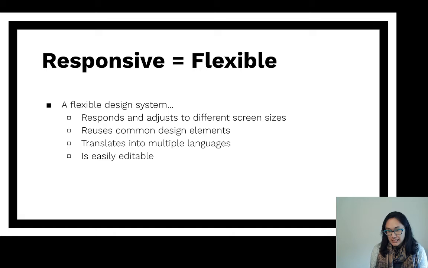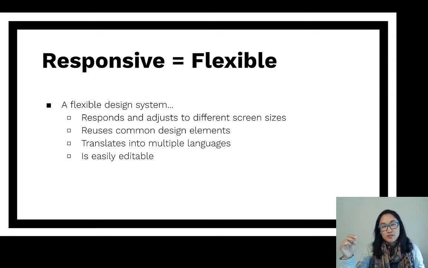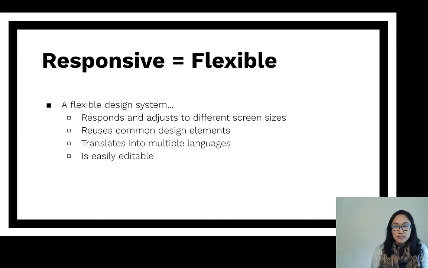So here, the flexible design system would respond and adjust to different screen sizes. So it should, again, look kind of the same as it does on mobile, and just kind of stretch out a little bit and be refactored so that it works properly on tablet. And again, stretched and refactored for how it should look on desktop. It reuses a lot of the common design elements, so not only branding, but also colors and typefaces. We wouldn't have a different look and feel on mobile than we would on tablet, unless it's a different company or unless there's a really good reason to break those patterns.